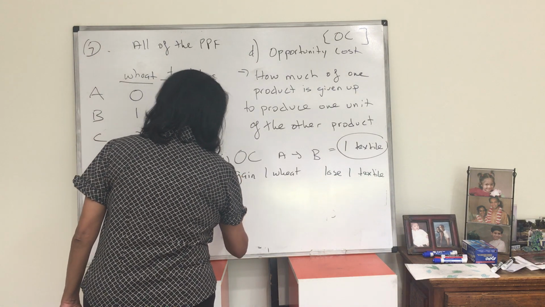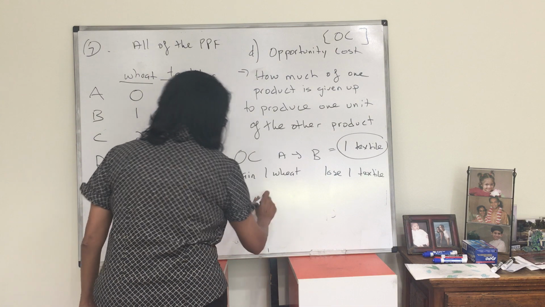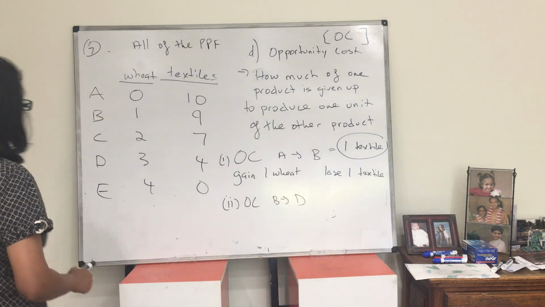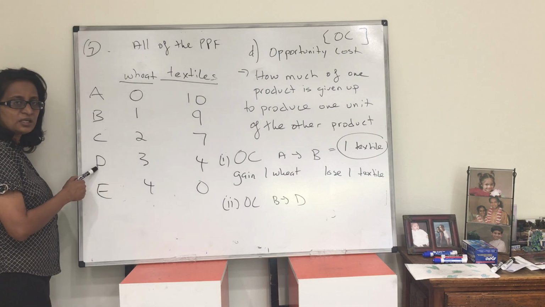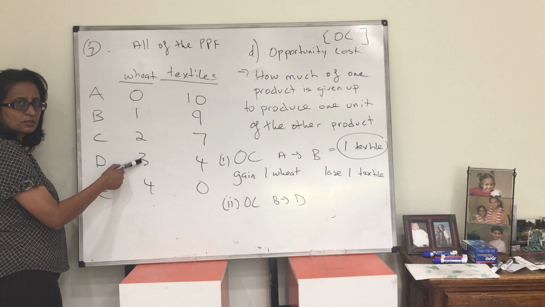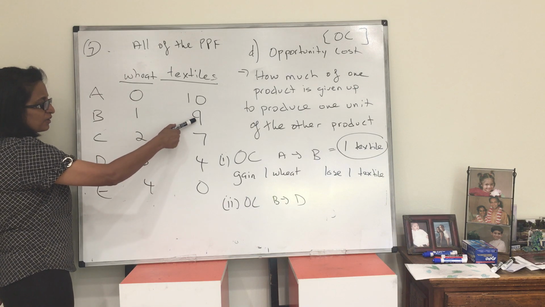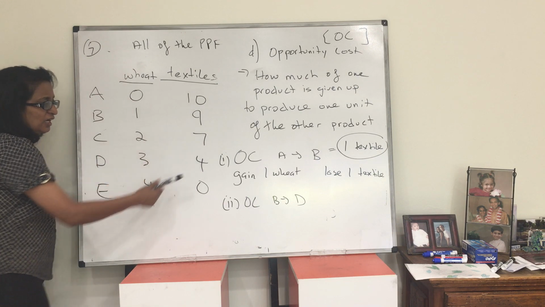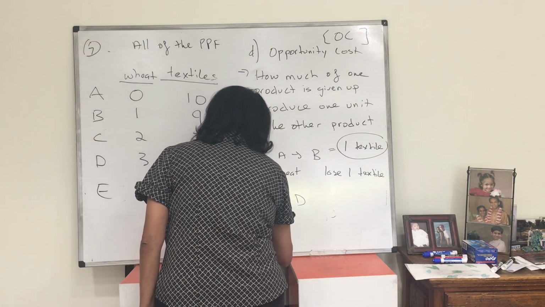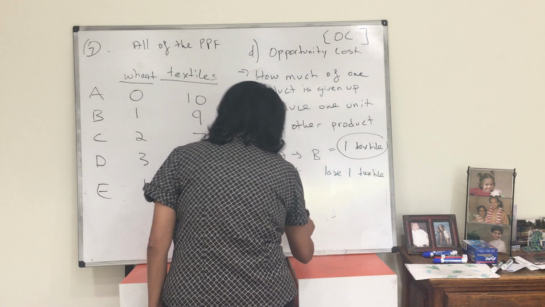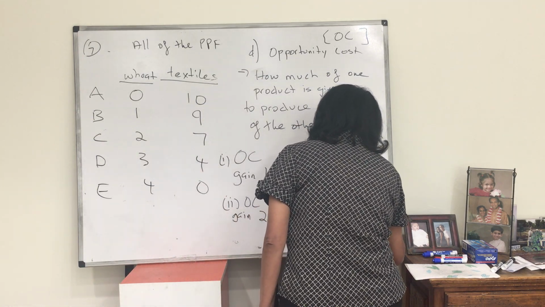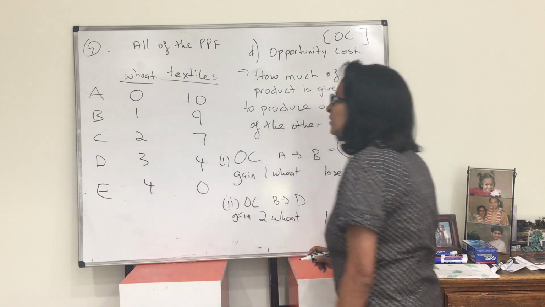Let's do another one. Let's do the opportunity cost from, let's say, B to D. It doesn't have to be consecutive. The production was at B and then it went to D. So what is the gain? You went from 1 to 3. What is the loss? From 9 to 4, the loss is 5. The gain is 2 wheat, and you lost 5 textiles. Remember, I want it in terms of 1 unit gain.